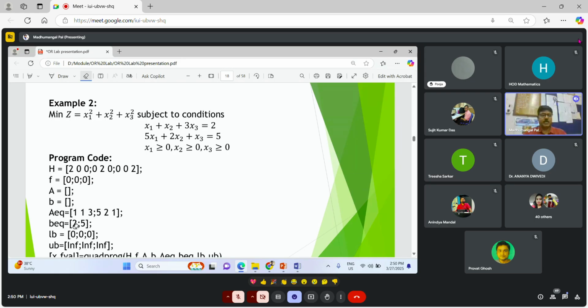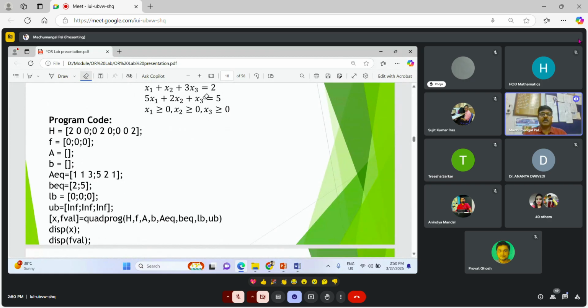So bq, the right-hand vector, has elements 2 and 5. And see that the upper bound and lower bound: all lower bounds are zeros, and there is no upper bound. So lb is equal to 0 0 0 and ub is equal to infinity infinity infinity. So these are the inputs, and this function quadprog with H, A, b, Aeq, beq, lb, ub will calculate the values of the variables vector x and the objective value of the objective function.